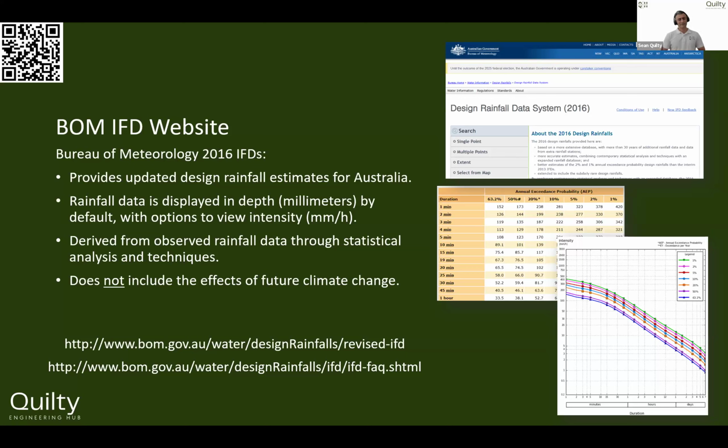So I've got a couple of websites there. The first website is to access this IFD data. Again, free, publicly available. And then the second one is just some frequently asked questions. So I'm hoping we get heaps of Q&A at the end of this session. But if there's anything that we didn't quite answer, that's probably a good spot to go to, because there's quite a good summary of questions there as well.